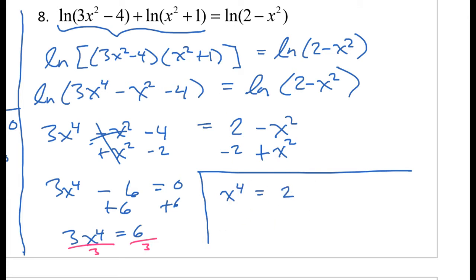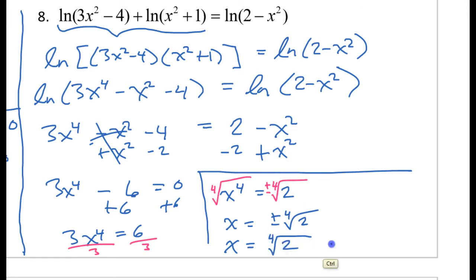So to get rid of that 4th power, I would want to do the 4th root on both sides. 4th root. But this could be plus or minus. So that means that x is going to equal plus or minus the 4th root of 2. Okay, so now we have to watch out for extraneous solutions, so keep in mind that this means the positive 4th root of 2 or the negative 4th root of 2.